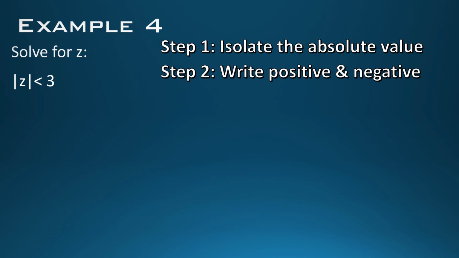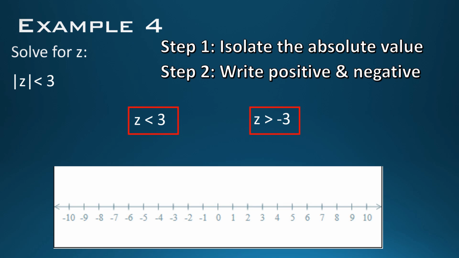Let's see how that looks. First we start with z is less than 3. And then we have z greater than negative 3. Remember on the inequalities we're going to actually flip the inequality sign and make it negative. So we have two answers and they're right there. These are both correct answers. And now we have to graph them.